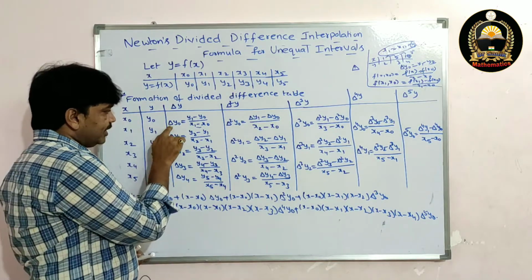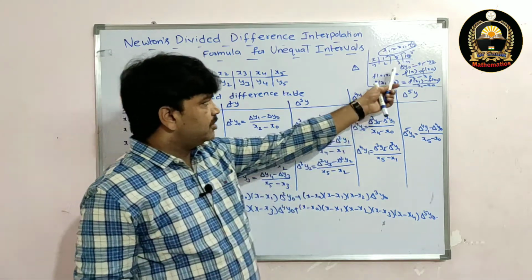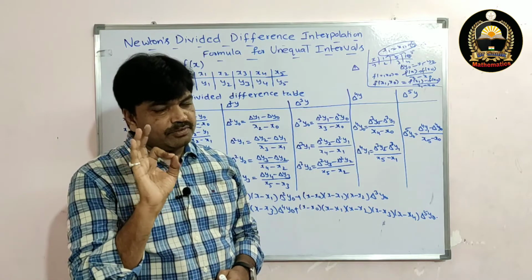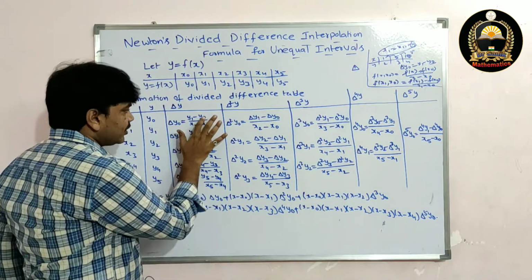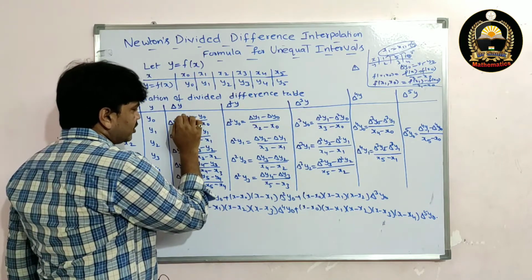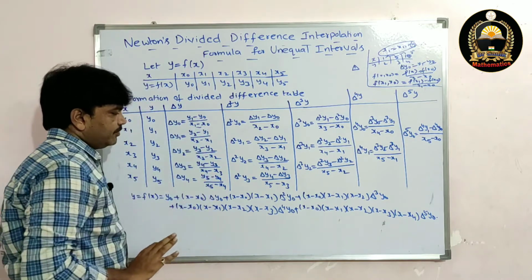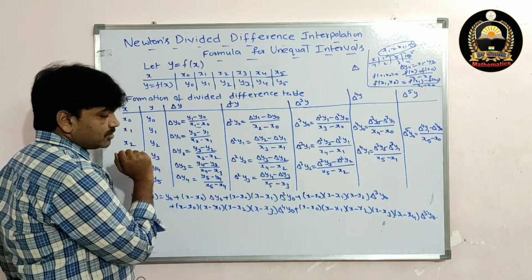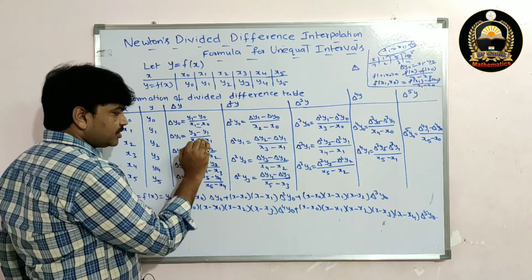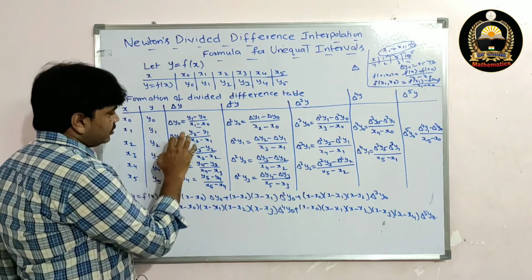Once again, del y naught is equal to, by the basic definition, y1 minus y naught. So y1 minus y naught by the same in x, x1 minus x naught. Whatever you get in terms of y, the same in terms of x: y1 minus y naught by x1 minus x naught. Similarly del y1 is y2 minus y1 by x2 minus x1. Del y2 is y3 minus y2 by x3 minus x2. Similarly del y3 with y4. This is about the first order.